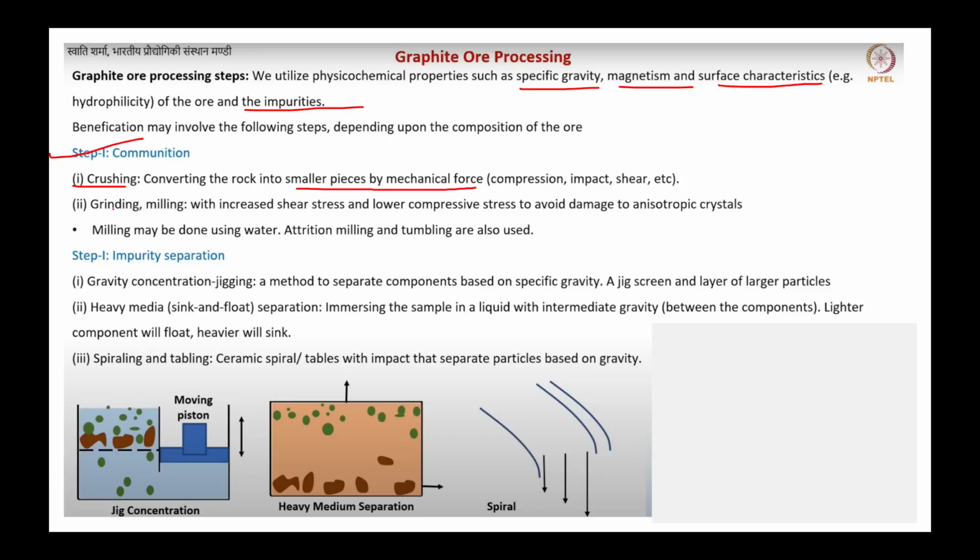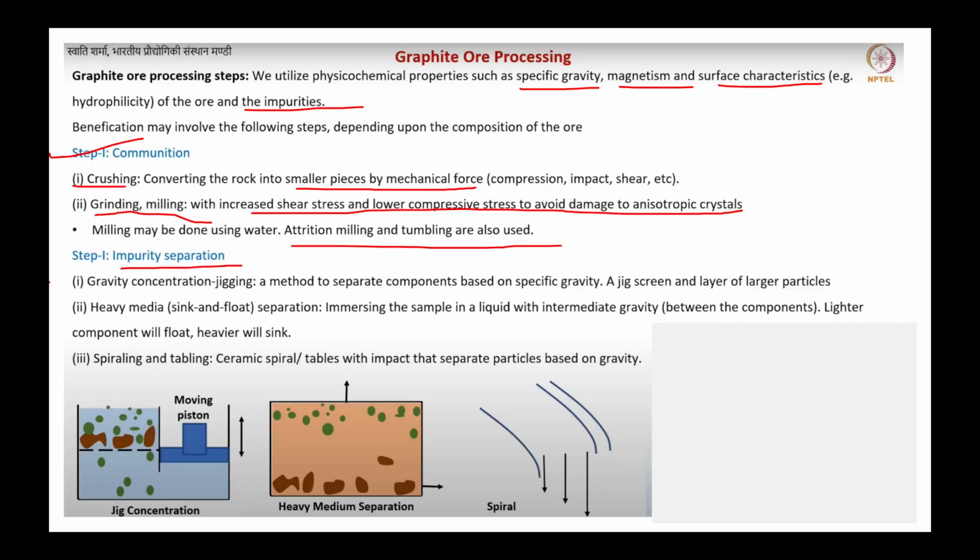Then after crushing it, you will go for grinding and milling, with increased shear stress and lower compressive stress to avoid damage to the anisotropic crystal. Milling may be done using water; attrition milling and tumbling are also used. In that you will have some impurity separation.